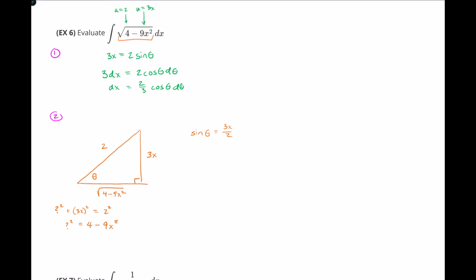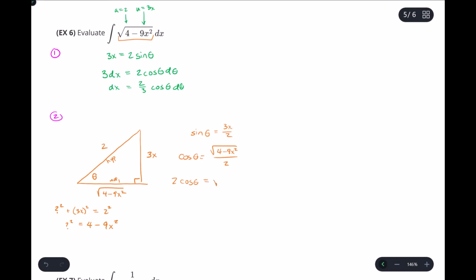Now, the next thing that I need to do is come up with a substitution for this square root. So I'm involving the adjacent side, which has the square root, and I'm going to pick the hypotenuse because it's just a constant rather than involving something with x. So this would be cosine related. So I could say cosine is equal to the adjacent side, the square root of 4 minus 9x squared, divided by 2. And since I don't have a factor of 2, I'll just make this 2 cosine theta equals that square root.